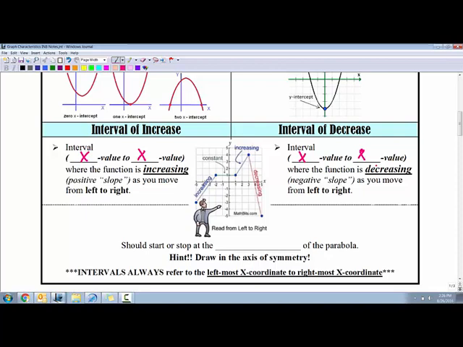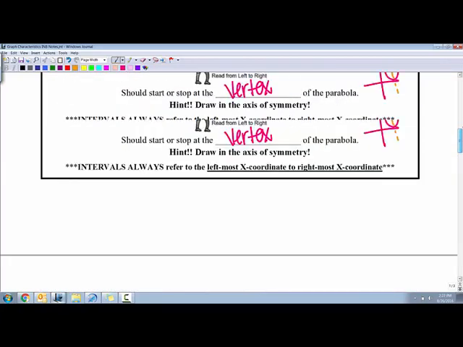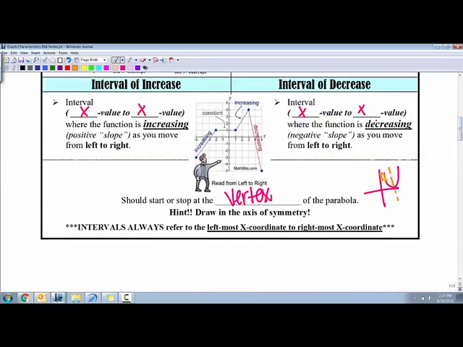You should always start or stop at that vertex point when it comes to parabolas. It would be to draw that axis of symmetry. So here is your graph. Say we had a parabola that was like right there, and then this was your axis of symmetry. Can you draw that? Yeah, you can draw that. This guy would be decreasing right here, and this guy would be increasing right here.